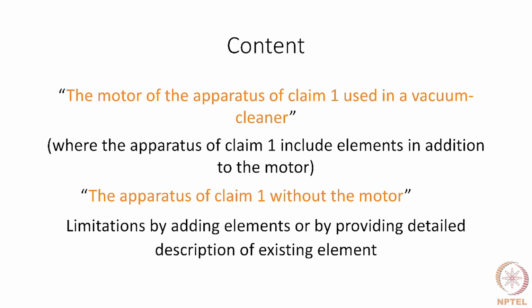In the first example, the motor of apparatus of claim 1 used in a vacuum cleaner is permissible. You cannot say an apparatus of claim 1 without the motor. That would amount to subtracting what is there in the parent claim. This is not allowed. Limitations can be brought in by adding a new element or by providing detailed description of what is already there.